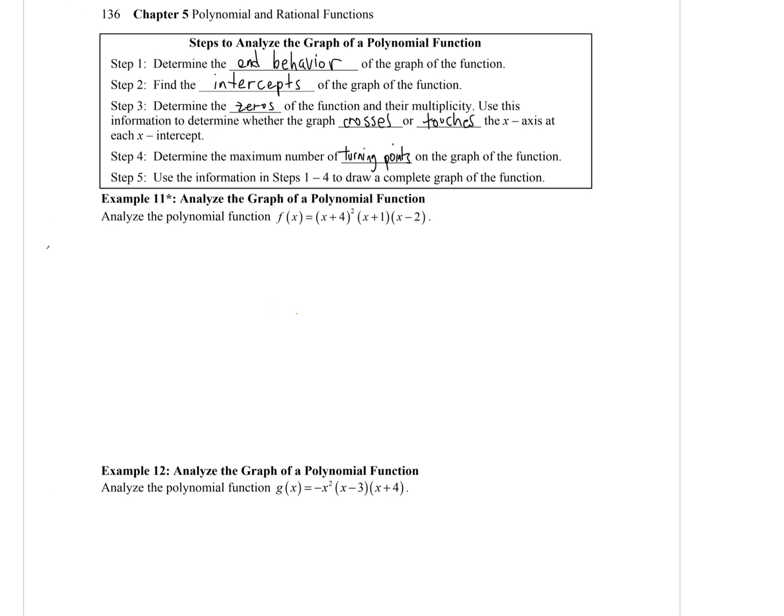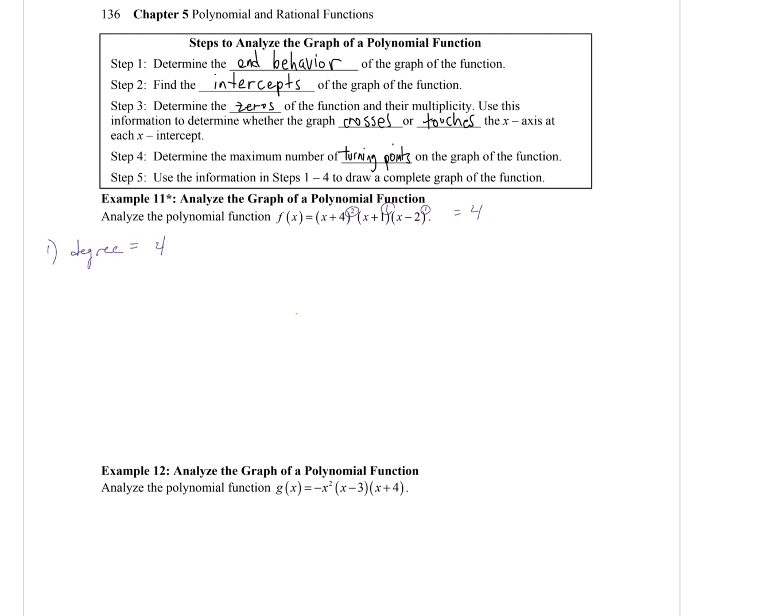So step 1 is asking us to determine end behavior. In order to determine end behavior, remember, we need to know the degree. End behavior means what kind of picture it has, right? So let's find out what the degree is. The degree of this polynomial equals 2 plus 1 plus 1, that's 4, right? So the degree is 4.